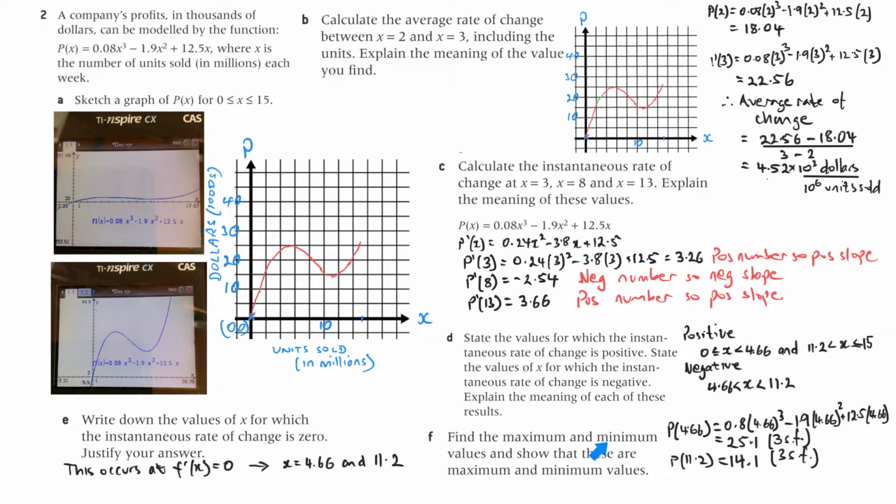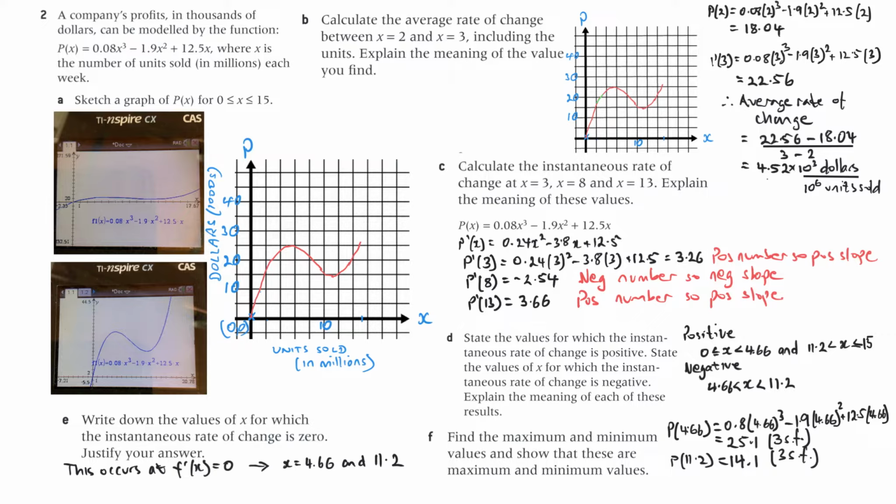F, find the maximum and minimum values and show that these are maximum and minimum values. So what you do is you put the number for 4.66 in here, and then you put that into the original equation here to find out what that number is going to be, and it's 25.1. Okay, that's the maximum value of the function, a local maximum. And then the other thing you do is you put 11.2 in there, and you find the function value at 11.2. But remember, you must use the original function, and you find that as 14.1. And that's a local minimum.